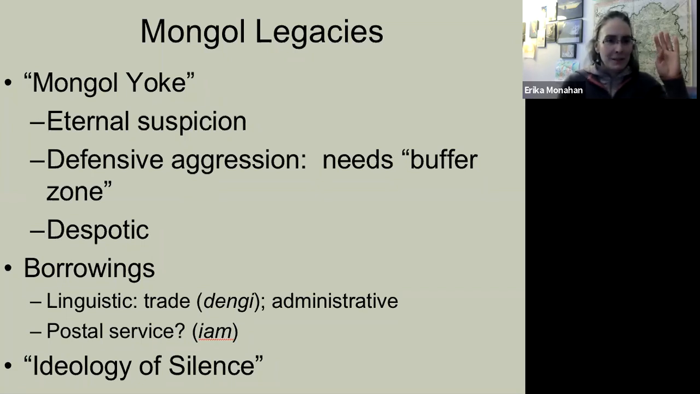Raise your hand if you've heard this term, the Mongol yoke, before. Okay, all right, so the majority of you haven't. In my world, among Russian historians, everyone's heard this. And the Mongol yoke is this idea that as a result of the Mongol conquests, Russia developed certain characteristics.